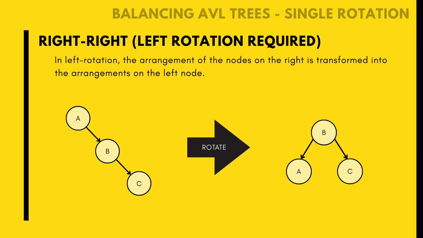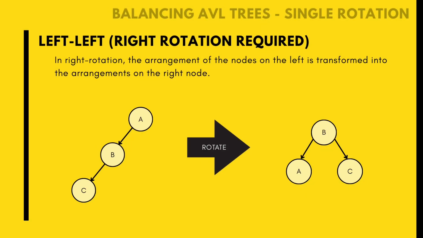In the left rotation, the arrangement of the nodes on the right is transformed into the arrangement on the left. Imagine we have the situation A, B, C. To fix this, we must perform a left rotation rooted at A. This is done in the following steps. B becomes the new root. A takes ownership of B's left child as its right child, or in this case, null. And then B takes ownership of A as its left child. The tree now looks like this.